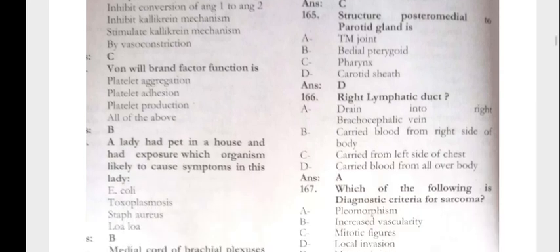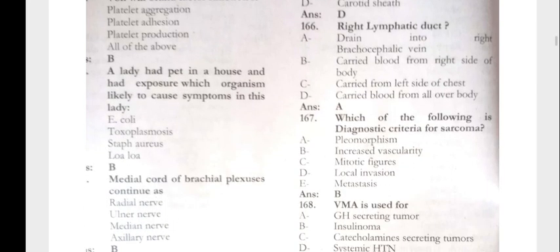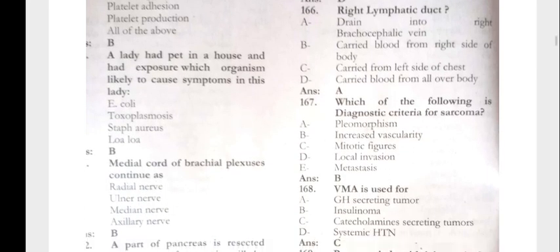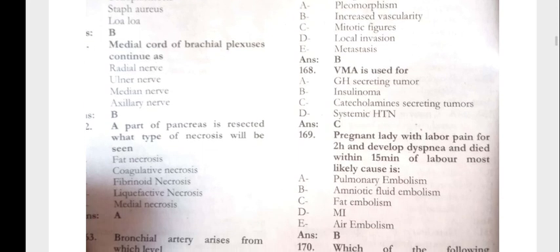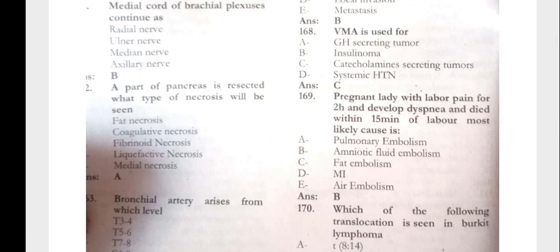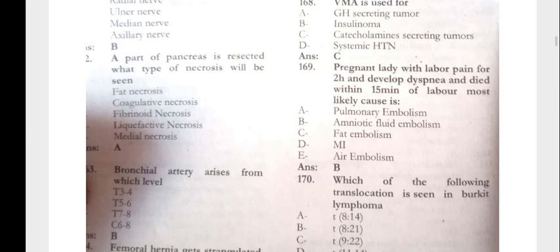Von Willebrand function is the platelet adhesion. Lady with a pet in the house had exposure to the organism likely to cause the disease, that is toxoplasmosis. The medial cord of the brachial plexus continues as the ulnar nerve. The part of the pancreas is resected. Whatever the necrosis will be seen. There is a fat necrosis.